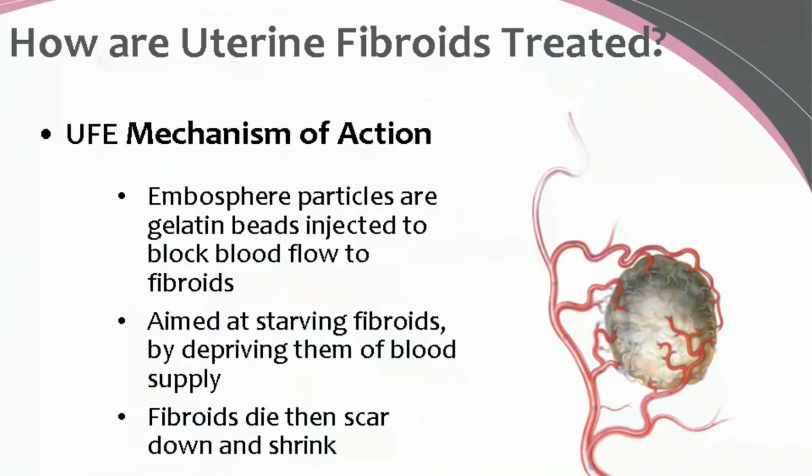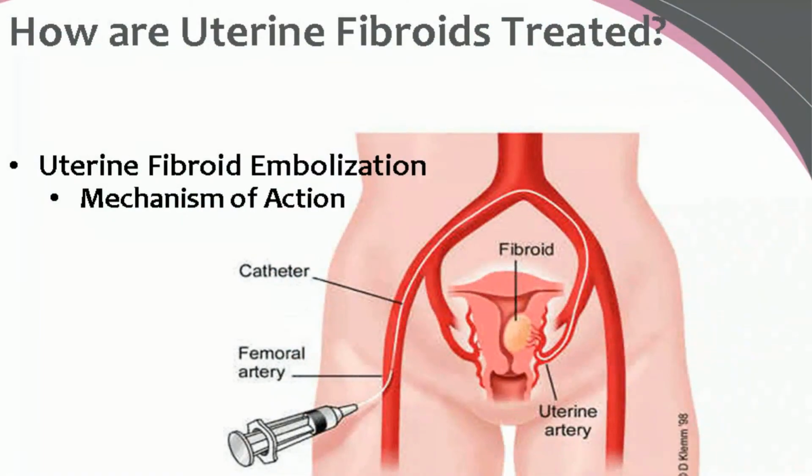So what is the mechanism of action for uterine artery embolization? We use these little tiny gelatin particles called embospheres, and we inject them into the artery that feeds the uterus, and they essentially starve the fibroids of oxygen and nutrients, causing the fibroids to scar down and die. This is a schematic showing how I do the procedure.